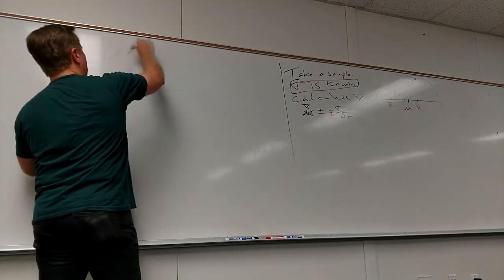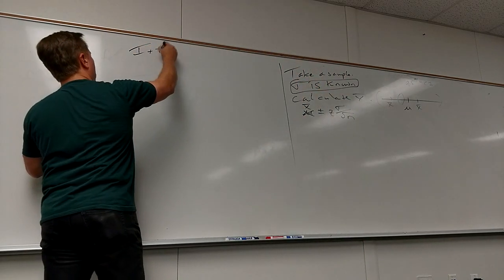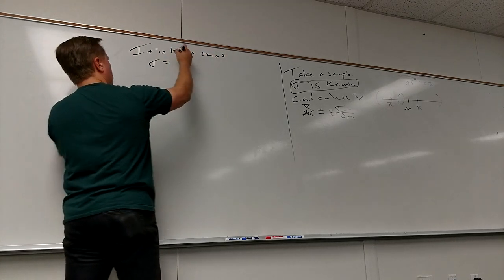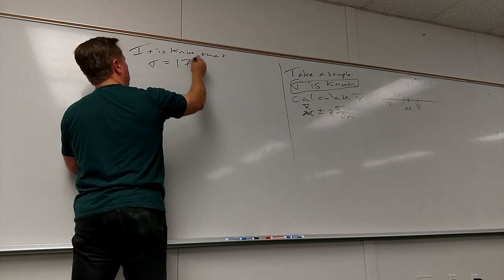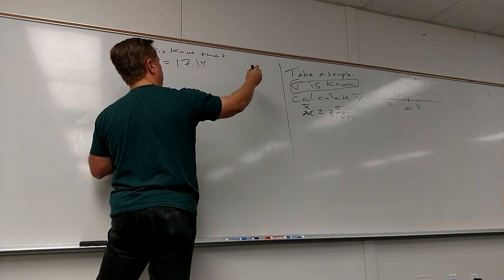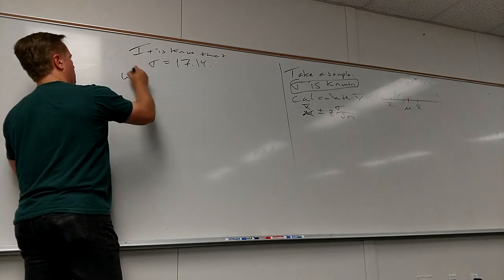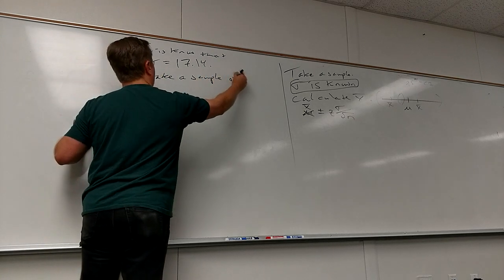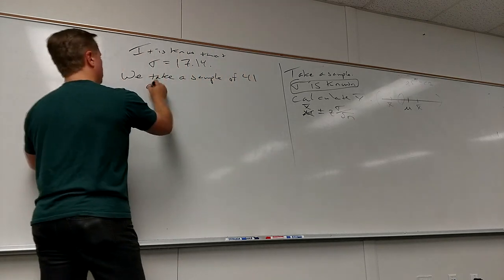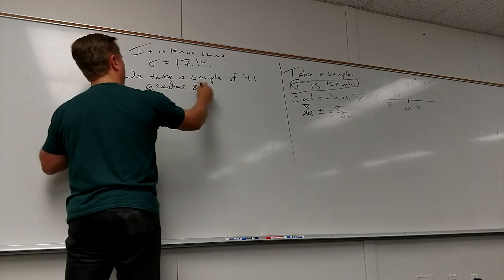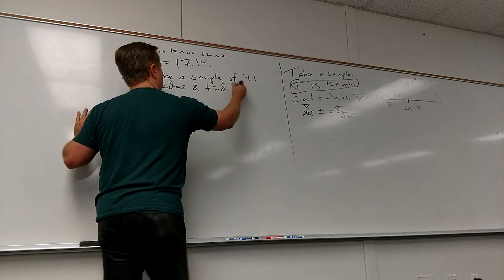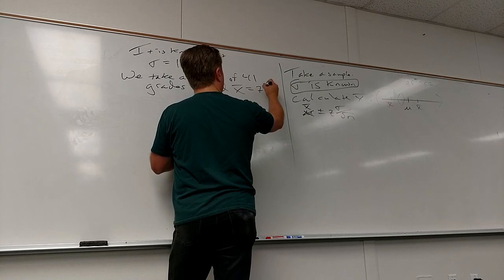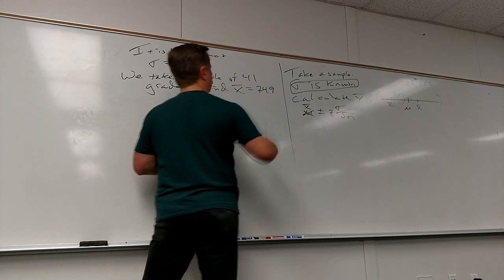So let's say we know that the standard deviation of grades is 17.14. We take a sample of 41 grades. We find the sample mean, which is 74.9.